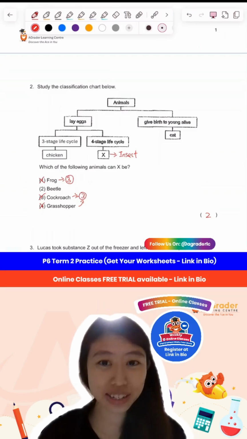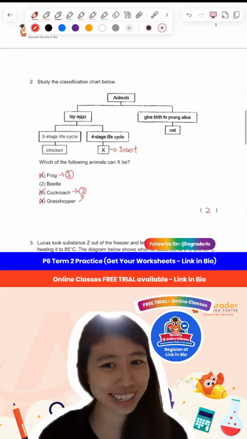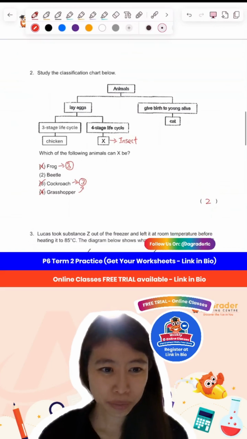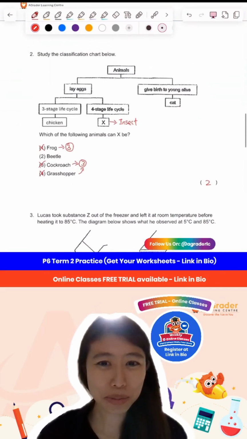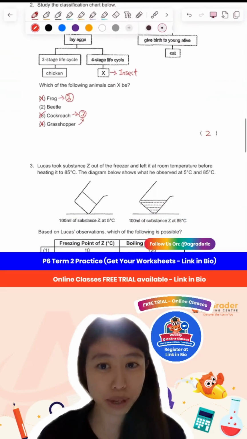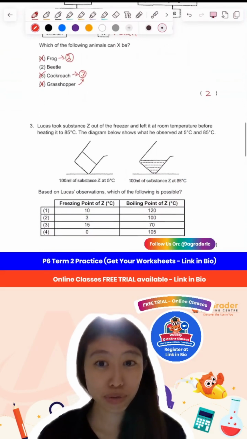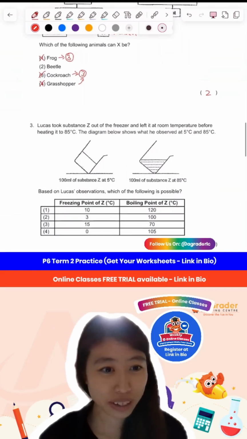I hope that you all don't have any questions for this. Do you have any questions? I hope not. This one is a P4 topic. Now, this is the one that some of you might still be freezing point and boiling point. P5 topic.